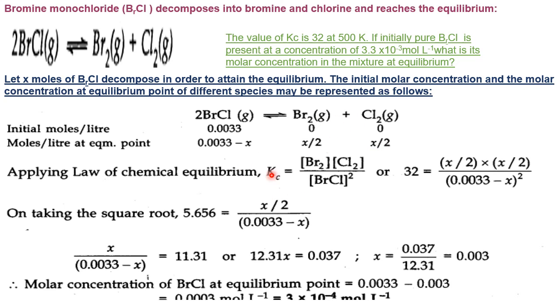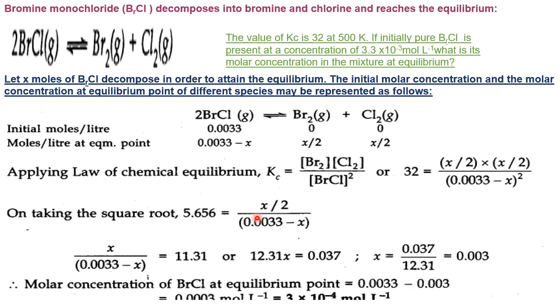So now let us apply the Kc equilibrium expression for this equation. So Kc equal to product by the reactant, right? So product by the reactant in terms of the X we have presumed. So this is X by 2 by 0.0033 minus X whole square equal to 32, or this equal to square root of 32. That is equal to 5.656.